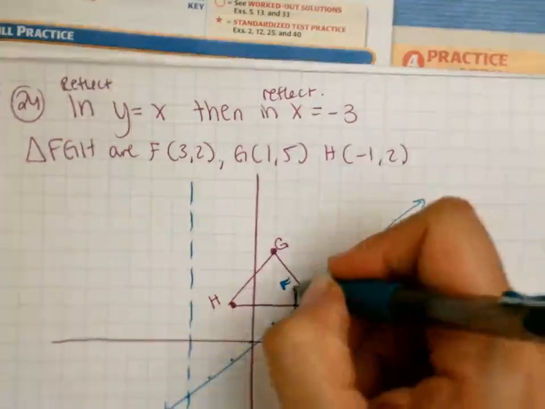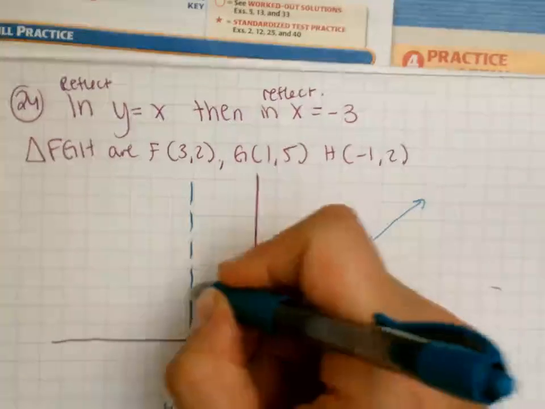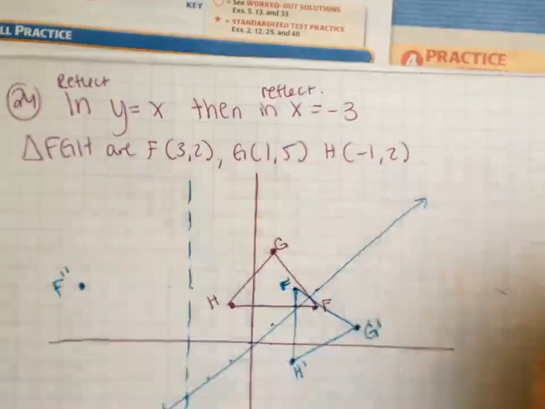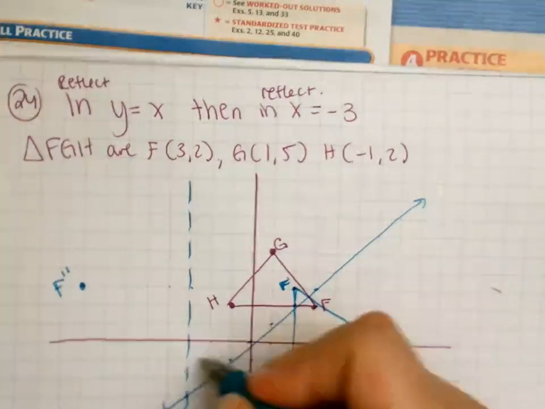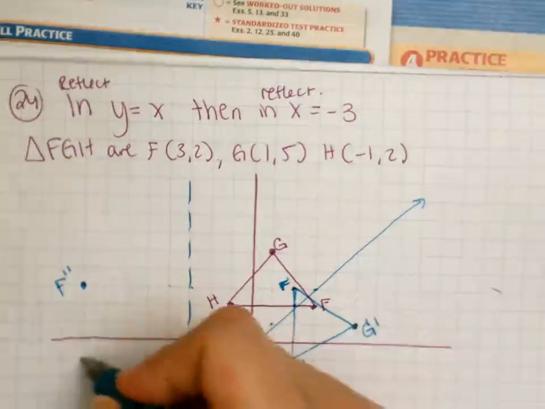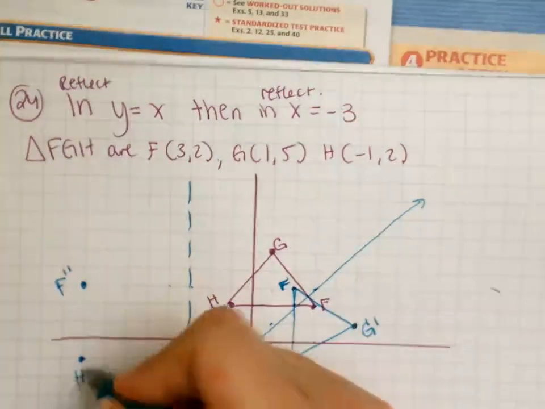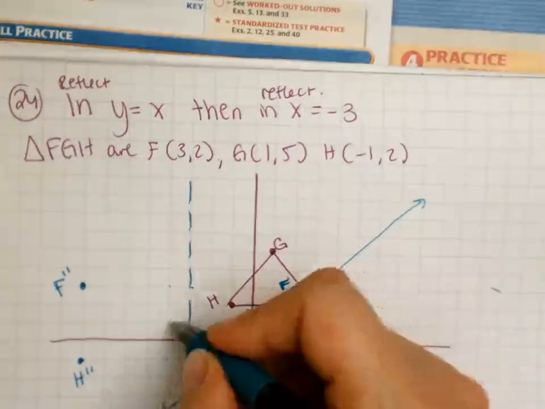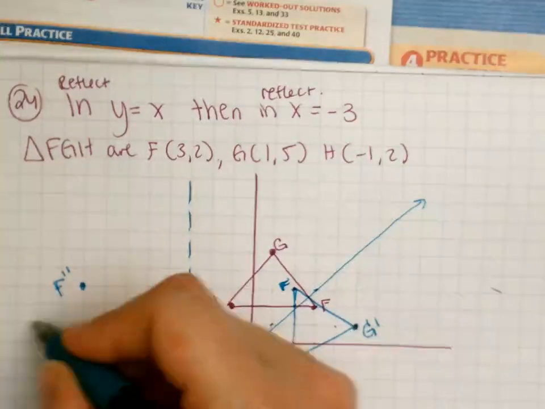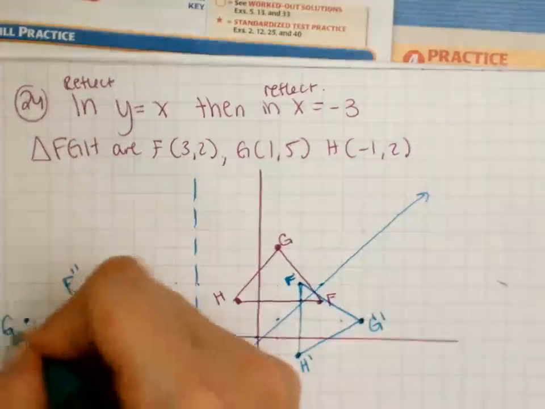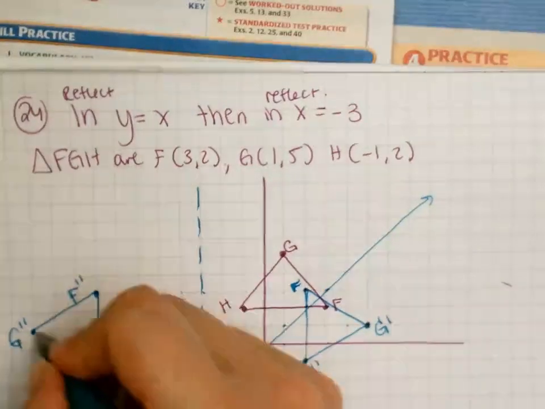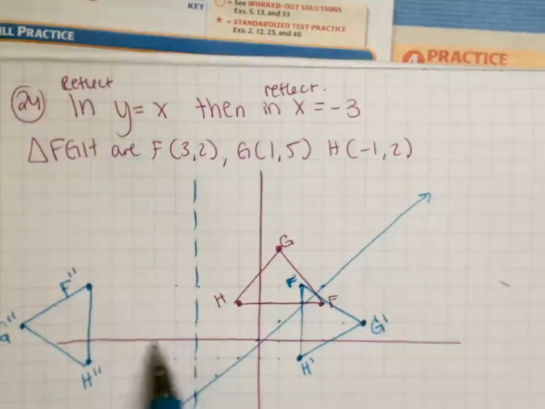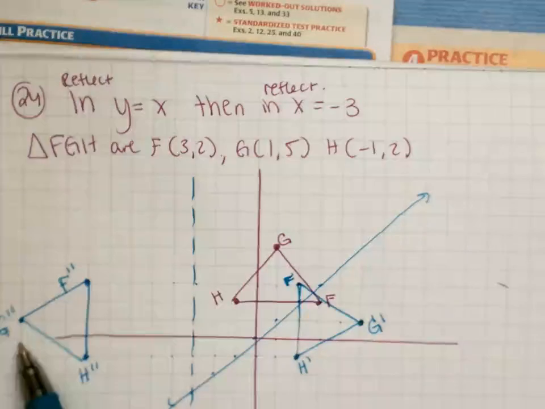So I'm going to count to the line, and count that far away from the line. 1, 2, 3, 4, 5, and 1, 2, 3, 4, 5. That is my F prime prime. Then 1 through 8, and 1 through 8. So our G prime prime is at -1.